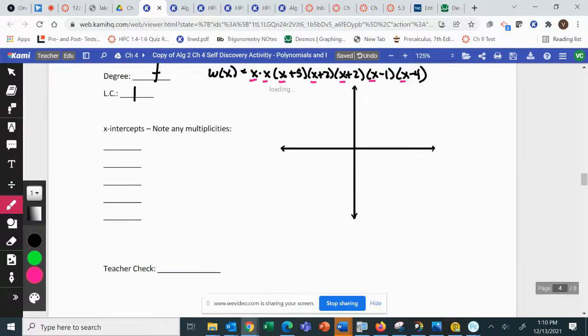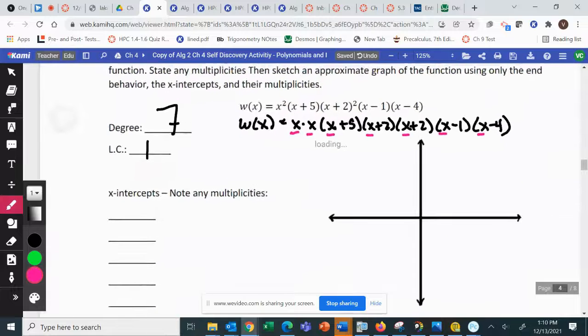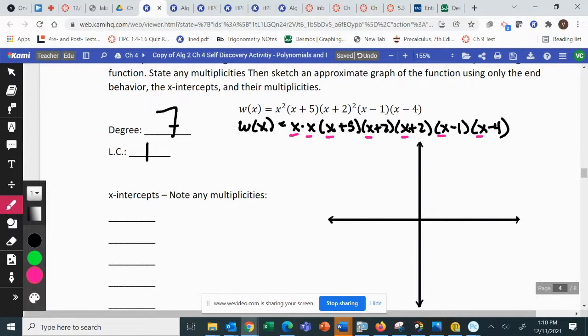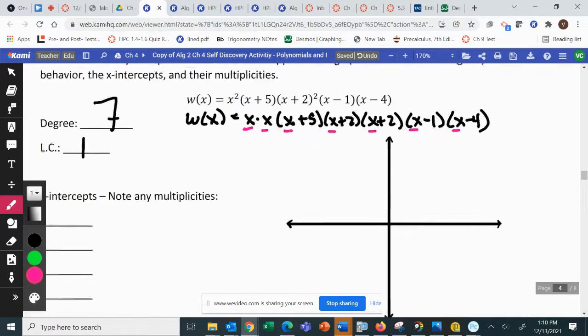Okay, go back to this one that we're working on. X-intercepts. How do we find the x-intercepts? Don't tell me you just take the opposite. Don't tell me that. Corey. Set each of them equal to 0. Right, and there's 7 of them.